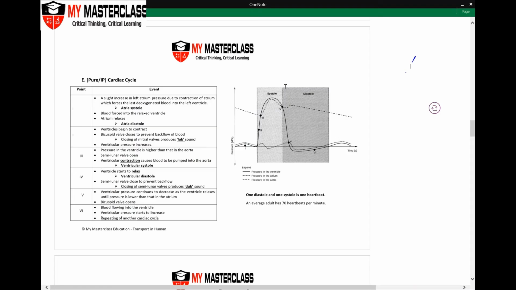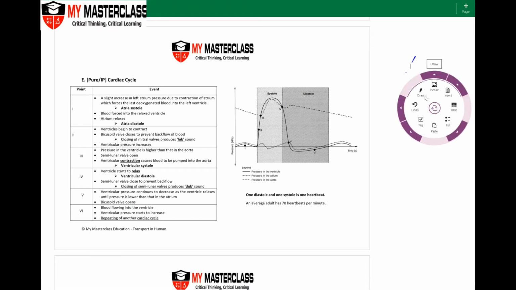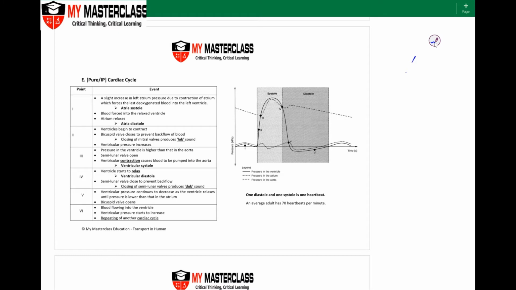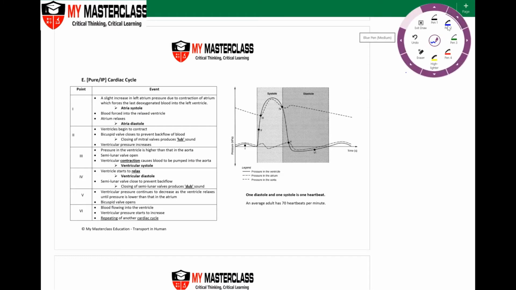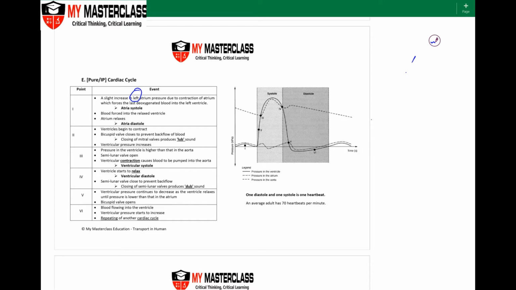Okay, so the cardiac cycle only applies to pure students and IP students of biology. What we'll be looking at today is the sound you hear under the stethoscope of the heart beating, right? Over here, we'll be looking at the right side of the heart itself. Can you all edit this? This is the right side of the heart, and the right ventricle, because we're talking about the deoxygenated blood.